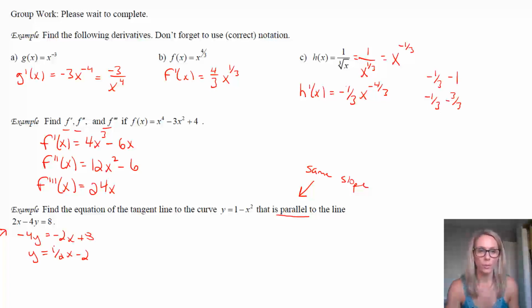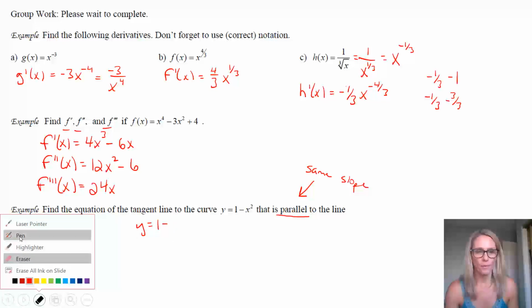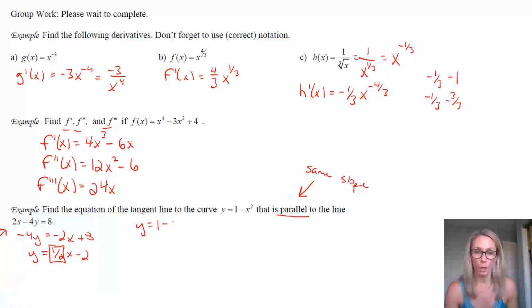So the whole idea here is we want our line to have the same slope as 1/2. So of course there's some idea of slope happening here. So we need to think about the slope of our function, our curve, as they say. So we'll find y prime.